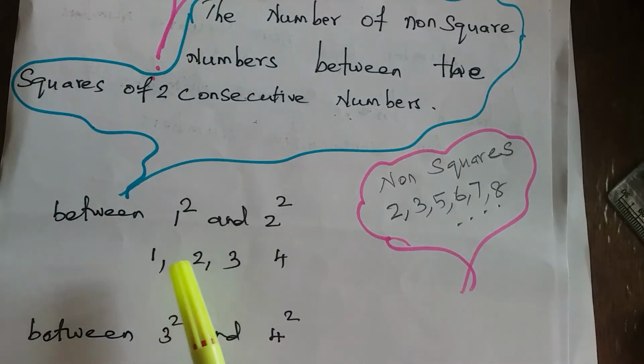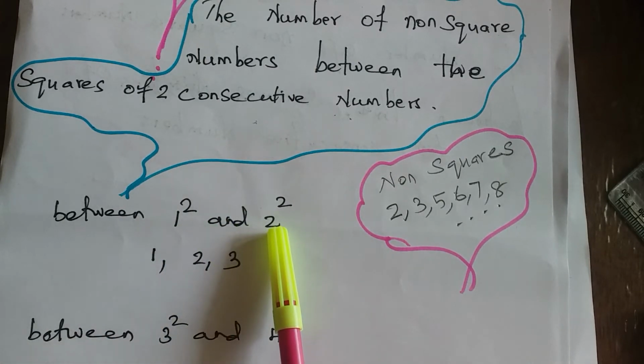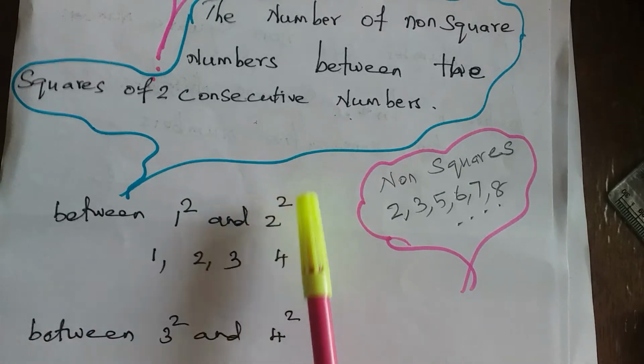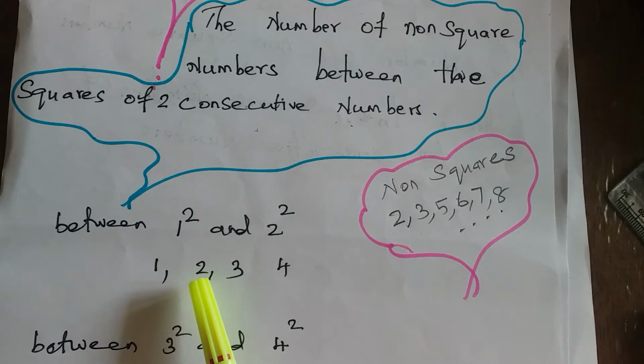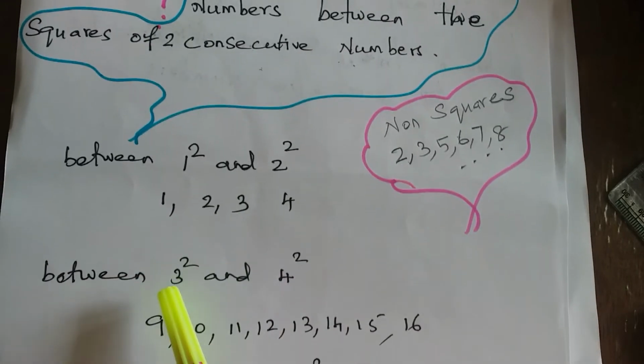Now, let us take an example. Between 1 square and 2 square, 1 and 2 are consecutive, isn't it? Yes. Now, 1 square is 1. 2 square is 4. Between 1 and 4, we have numbers 2 and 3 which are non-squares. They are not square numbers. How many non-square numbers are there? 2.